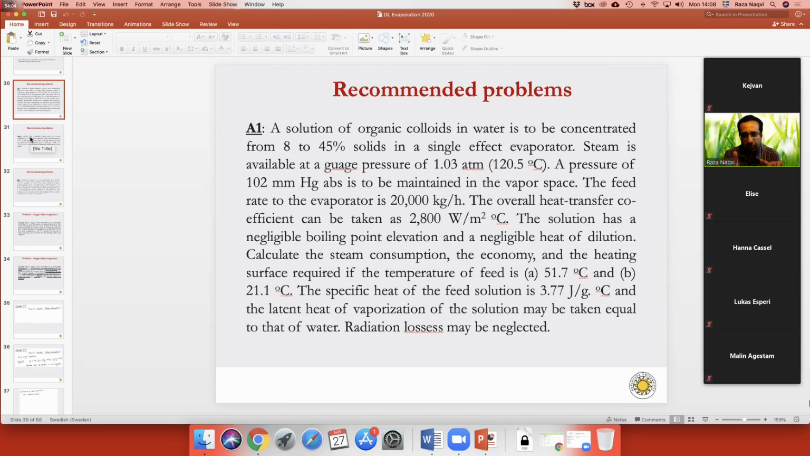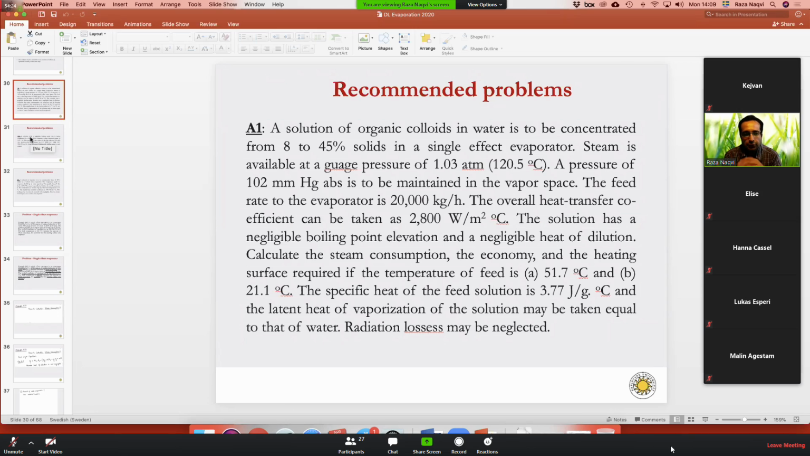But first, within this week, it is important that you solve those recommended problems, and I have put their solutions there, so you can check whether you have done it right or wrong for evaporation and for humidification. Then I will start adding the assignments for them as well. So if you have any questions about the home assignments.